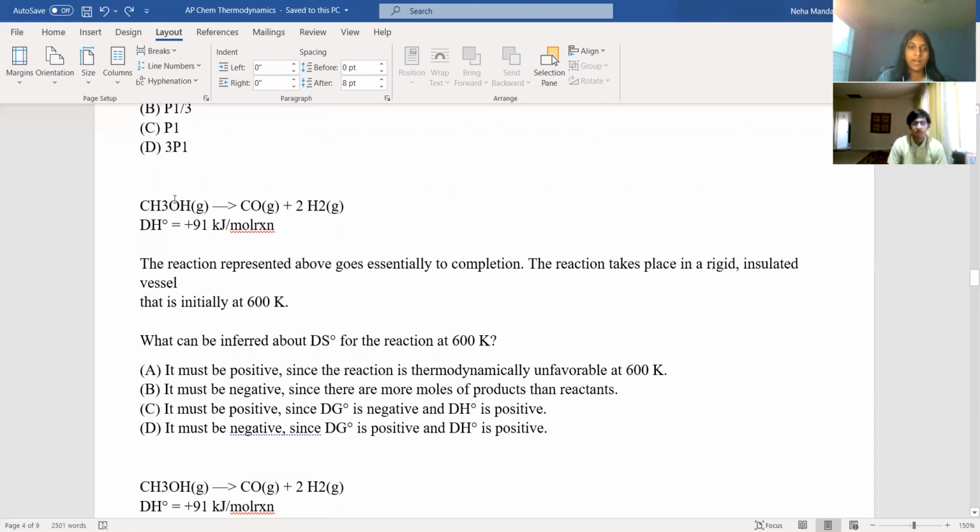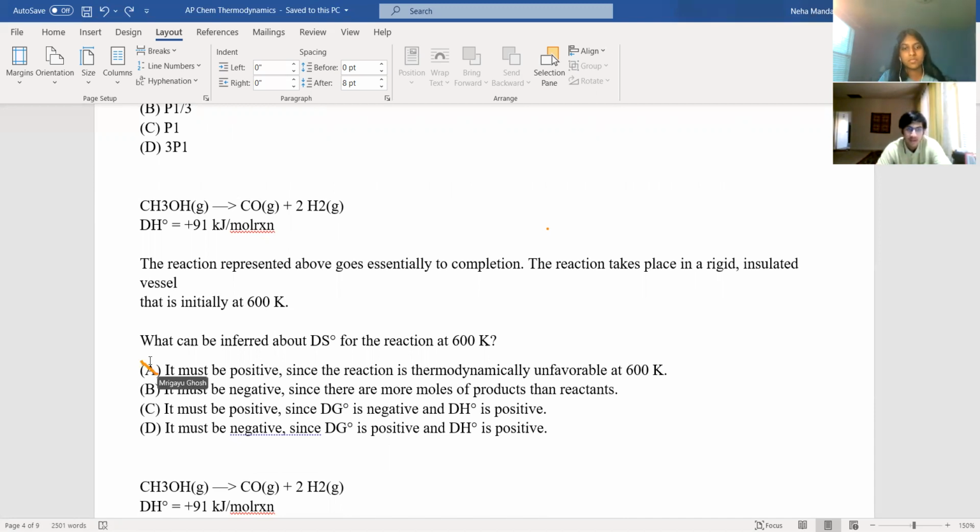We're going from 1 gas to 2 gases. I guess that's more disorder. Maybe. It's positive since... Wait, it does go to completion, so it can't be A.